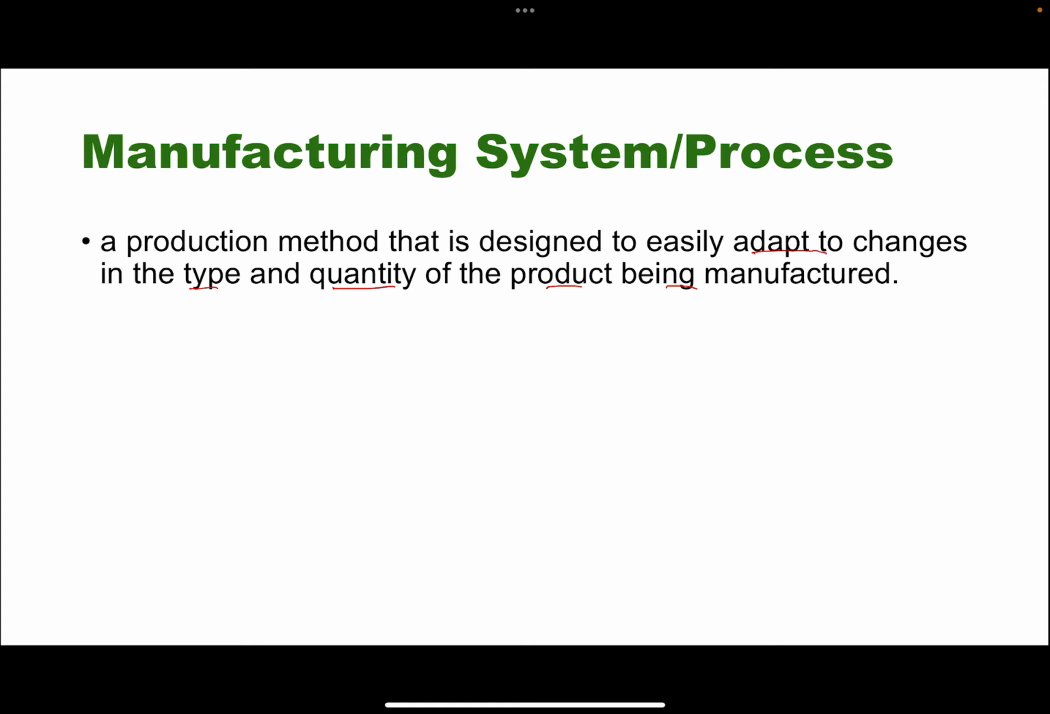So suppose you need to manufacture maybe some 1,000 cars. Suppose you are manufacturing a sedan. Sometimes you need to change it to a hatchback, and you need to manufacture 10,000 of those. That means the method should be designed to easily adapt to changes in the type. It is difficult for a car manufacturing system to change easily according to such changes, so we need to design a system like that.